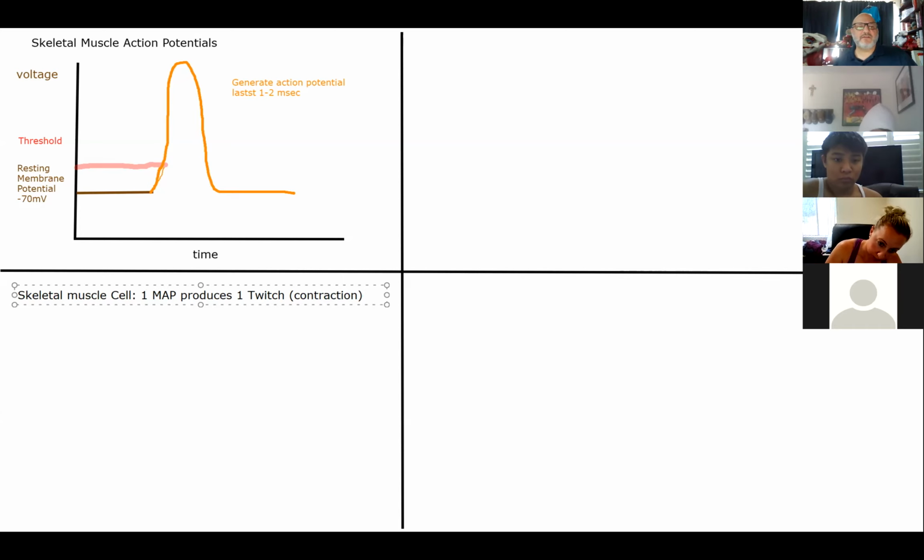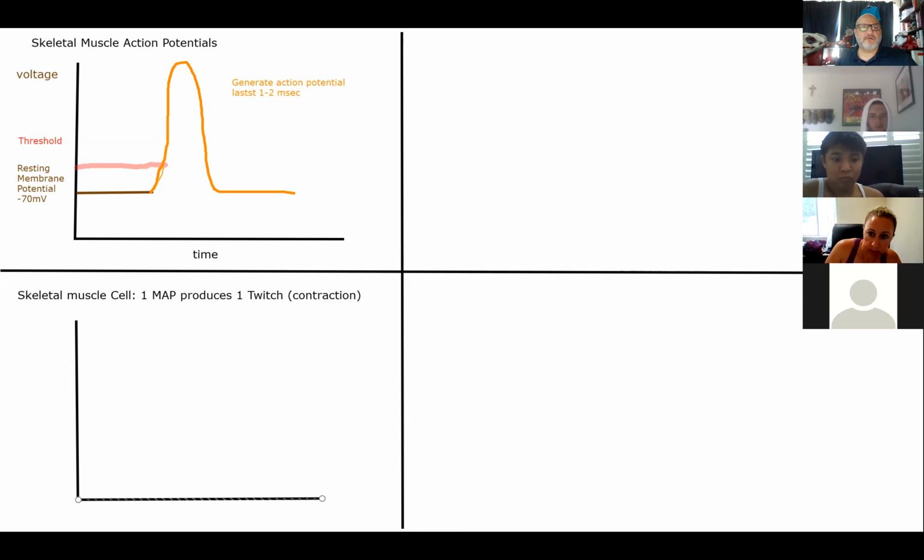So we need another graph. Pretty graph. This is, of course, time down here. And then this over here is now tension. Oops, which apparently I can't spell. There we go. Excellent. Tension. So on orange now, at this point right here is when we generated our muscle action potential.